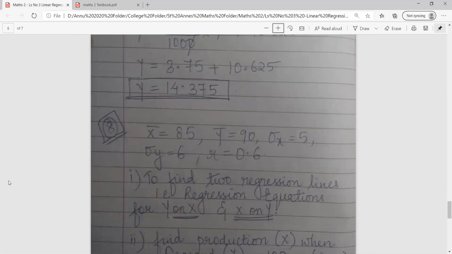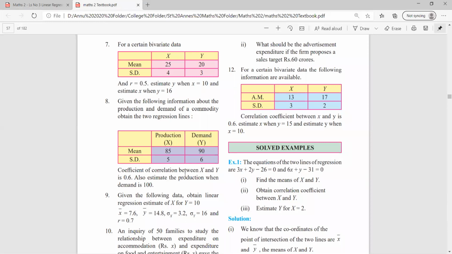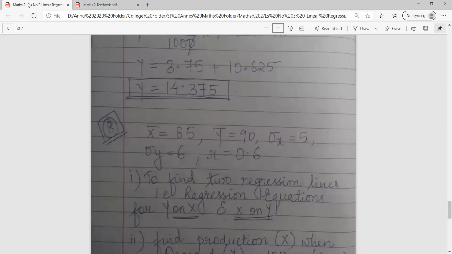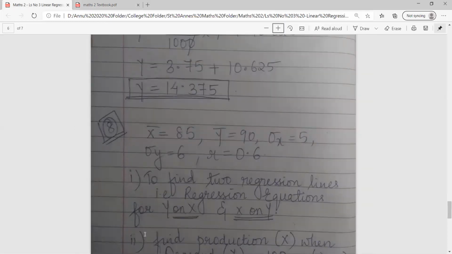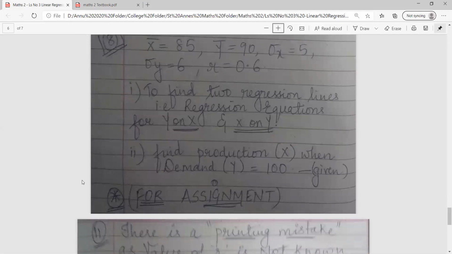For sum number 8, there's no need to find out everything. I guess production you have to find when demand is given, right? 100 is given, so you can solve. I have written here that both the regression equations you have to find out, but the requirement is only of x on y. So there's no need to find y on x. You can find production x when demand y is given to be 100.